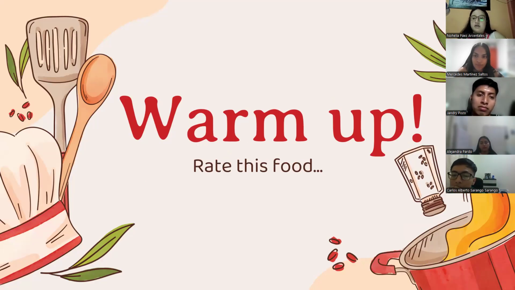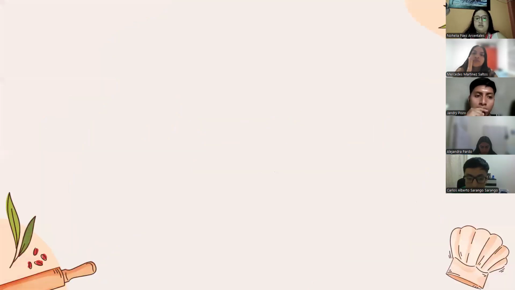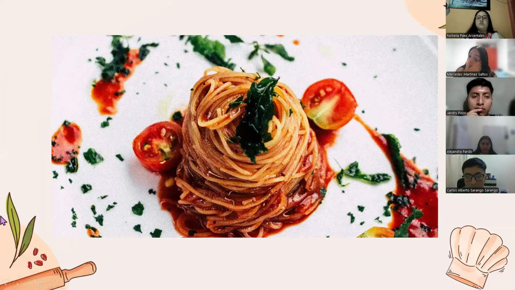Here, all of you are going to write on the chat a rate from 1 to 10, okay? When I show you the picture, you rate, for example, Jandri says 6, Carlos says 4. Okay, depending on the picture, on what you see the food is. Here, you can write your ratings on the chat. I'm going to be watching you.